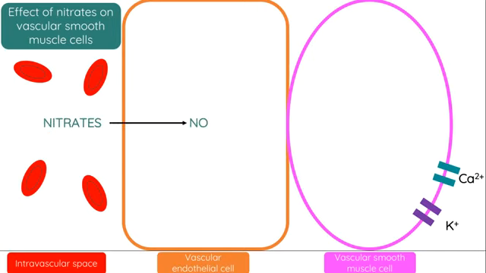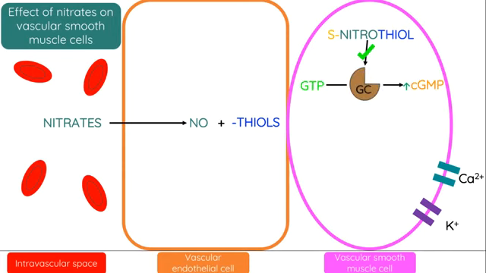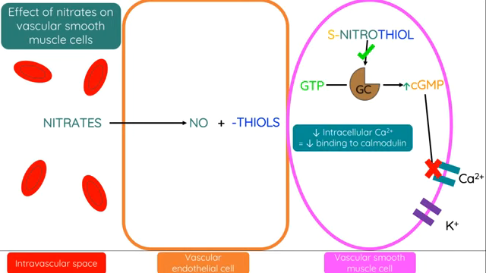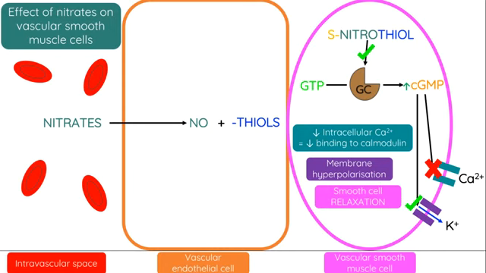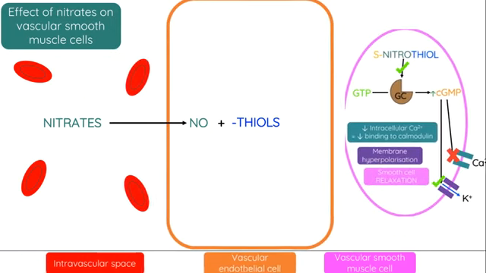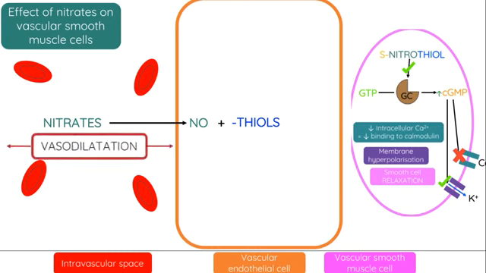So nitrates are first converted into nitric oxide, and then they act on an enzyme in vascular smooth muscle cells called guanylyl cyclase, and that produces a molecule called cyclic GMP, and cyclic GMP acts on calcium channels to reduce calcium coming into the cell. And calcium is important because it binds to calmodulin, which is involved in muscle contraction. So it essentially causes smooth muscle cell relaxation. And as you can see, if you get relaxation of the smooth muscle cell, that causes vasodilatation. And so that's how nitrates cause vasodilatation.